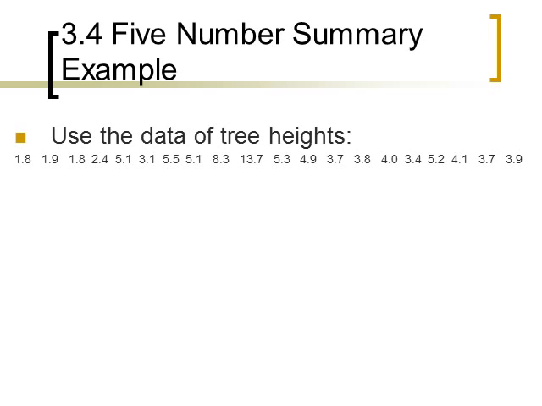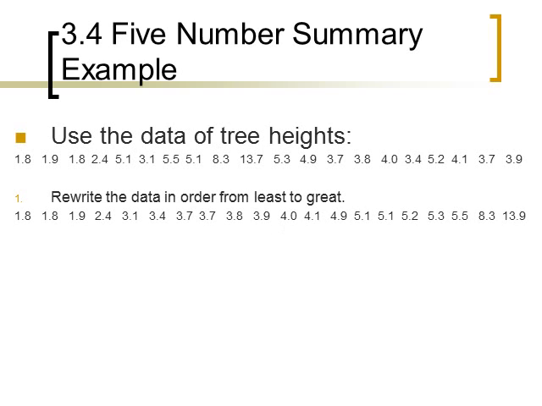Here's data that shows tree heights, and what we want to do is use this data to create a 5-number summary. First, make sure that your numbers are written in order from least to greatest. I've rewritten all the values in order from low to high. The second step is to find the median.